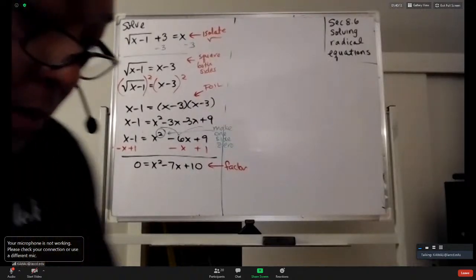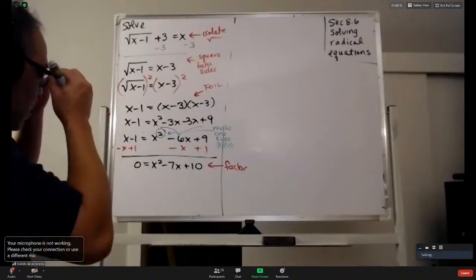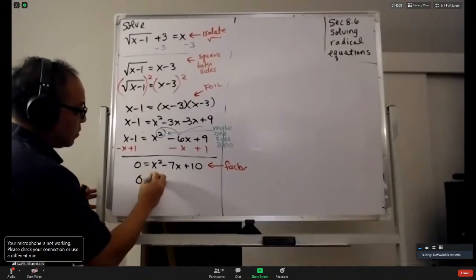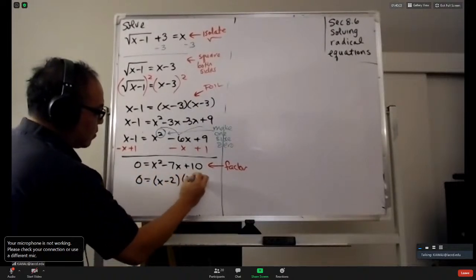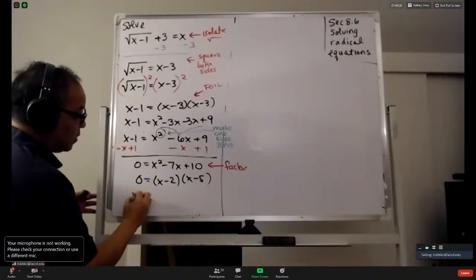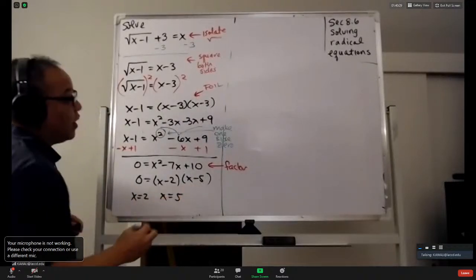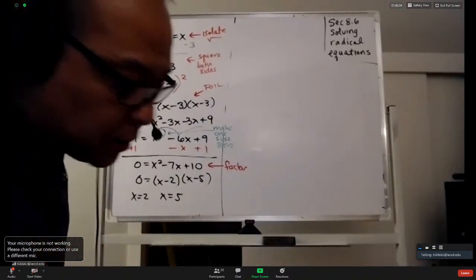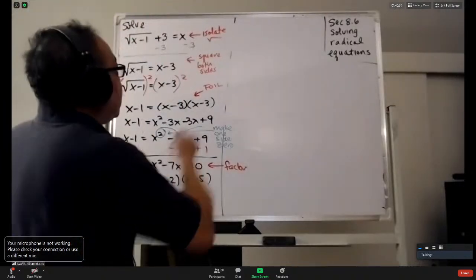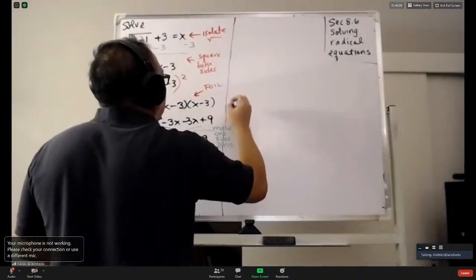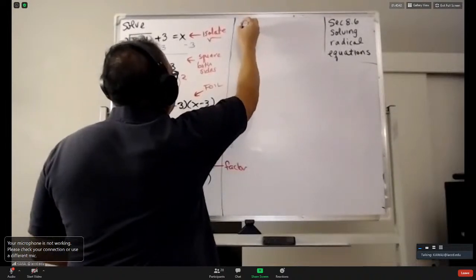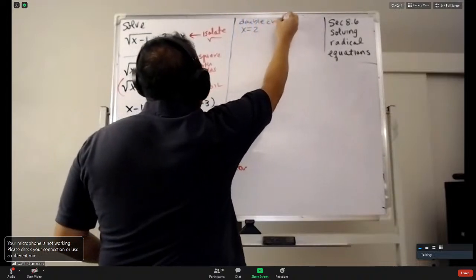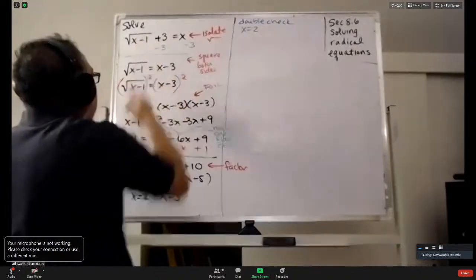Okay, so let's do it again. Now, when I factor this, I get 0 is equal to x minus 2 times x minus 5. So I have x is equal to 2 and x is equal to 5. Then you have to double check them separately. So first double check x equal to 2. Now you could have one answer, two answers, or no answers. So plug this into here and see if it works.